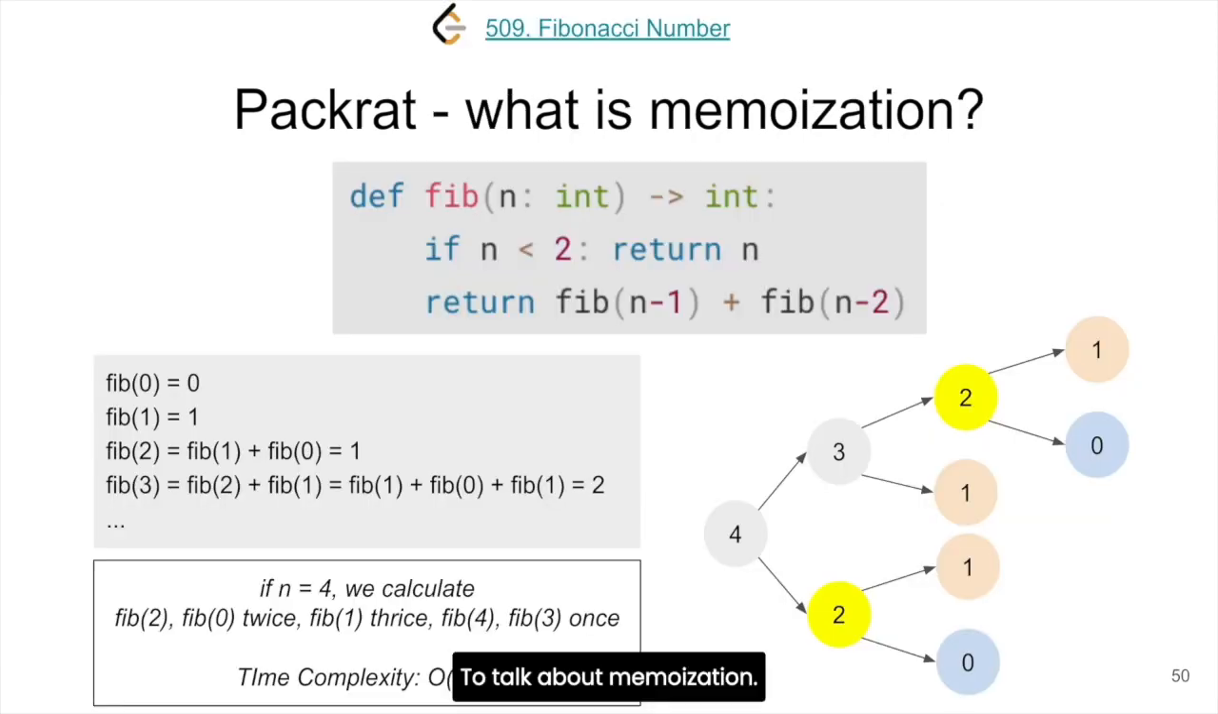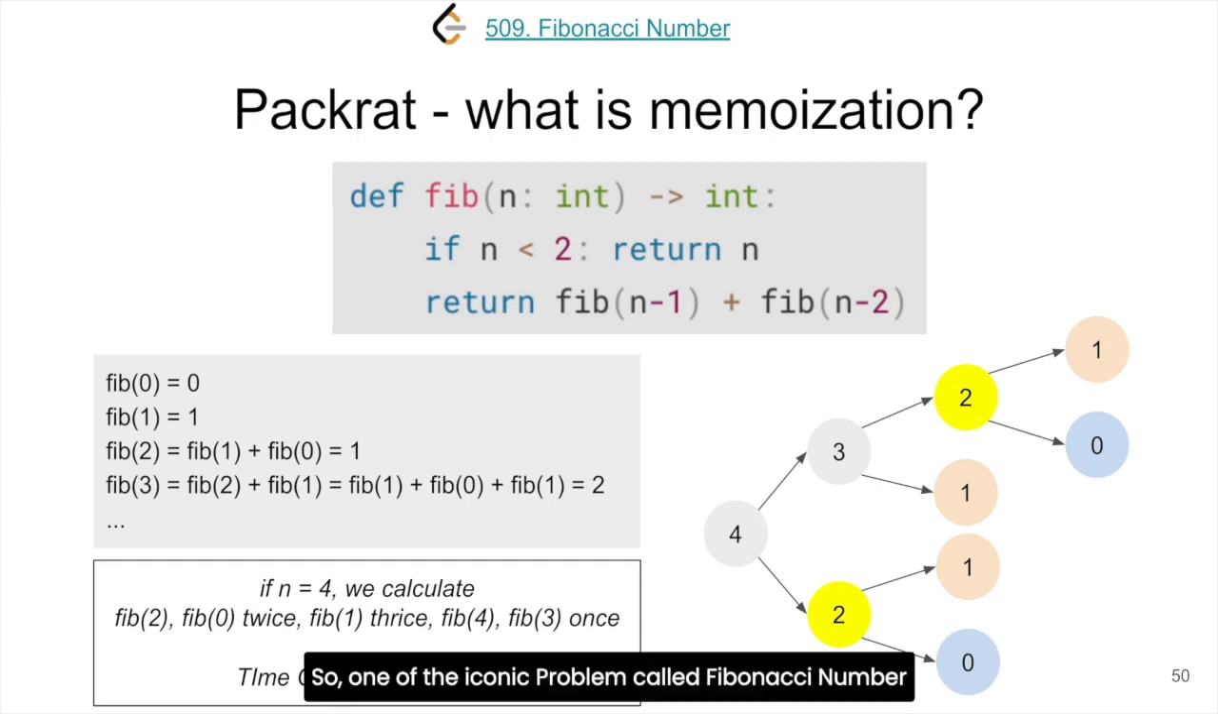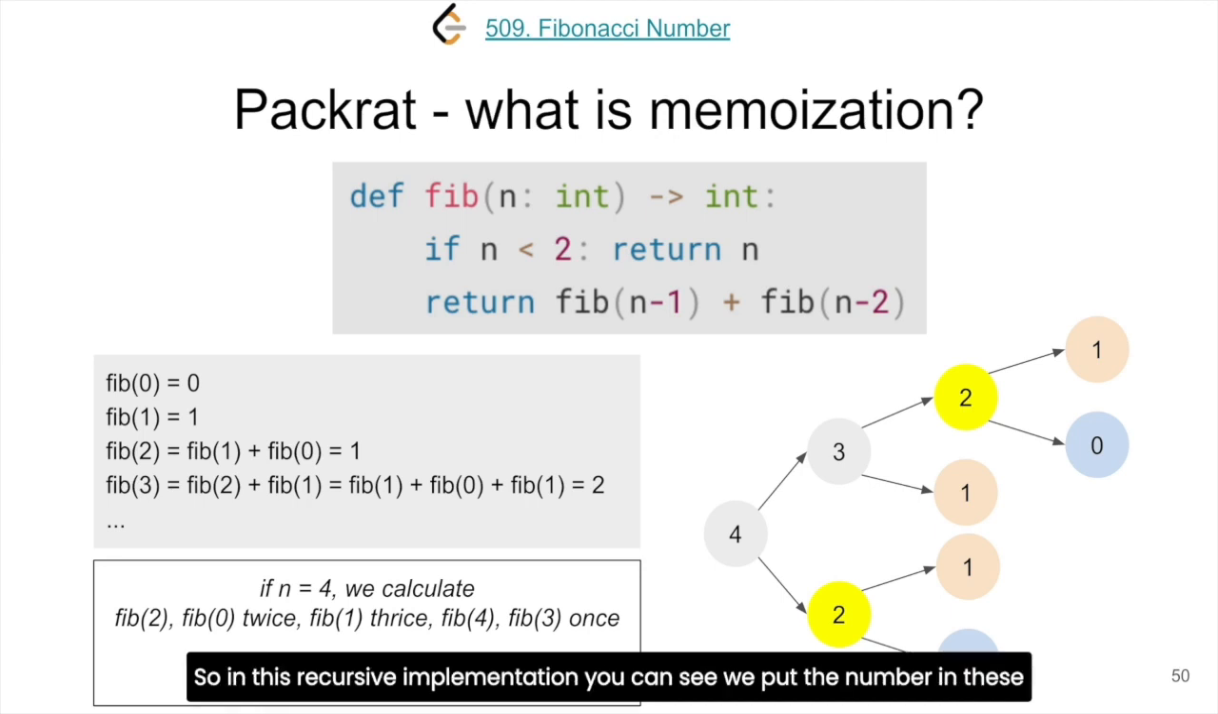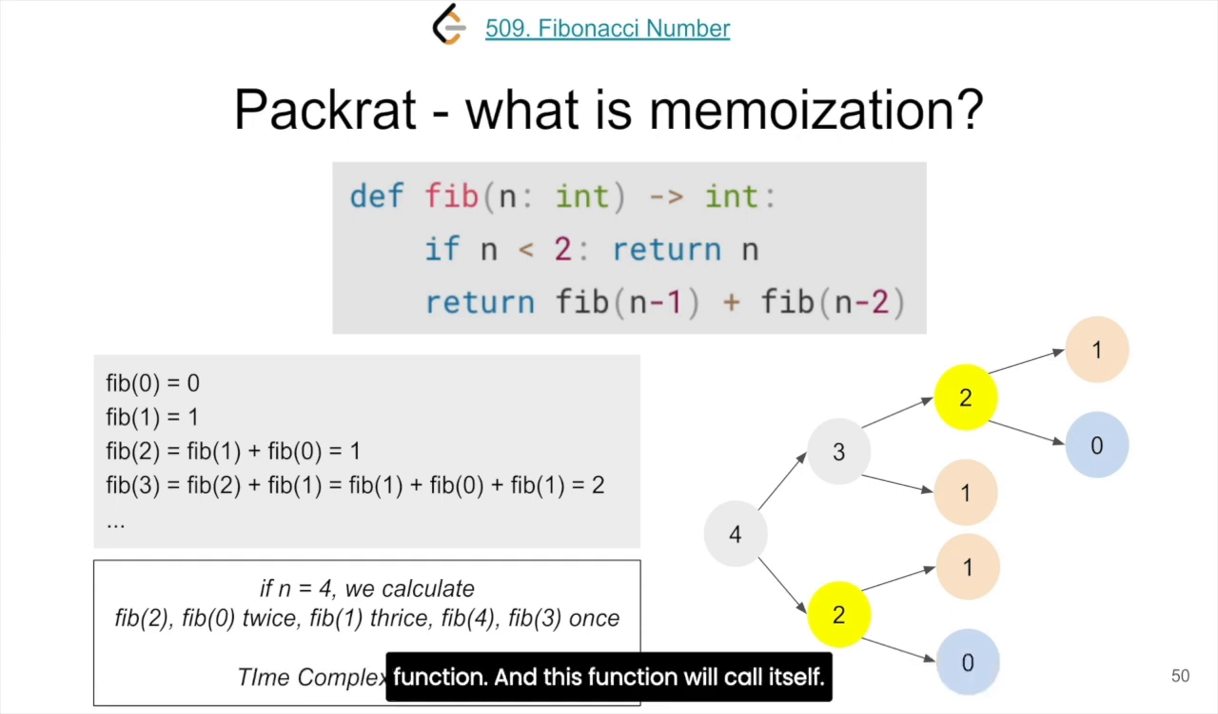To talk about memoization, we need to slightly shift to algorithm 101. One of the iconic problems is the Fibonacci number, which you can also find in code. The implementation can be an exponential time approach in a recursive way. In this recursive implementation, we put a number into this function, and this function will call itself with a smaller number, until the number is smaller than 2, when it returns a result.